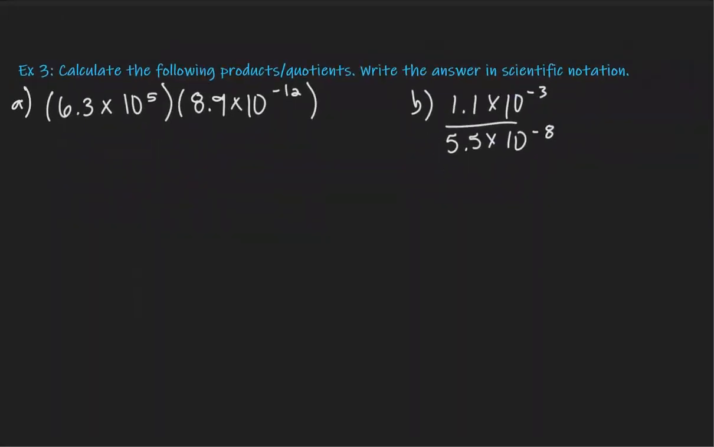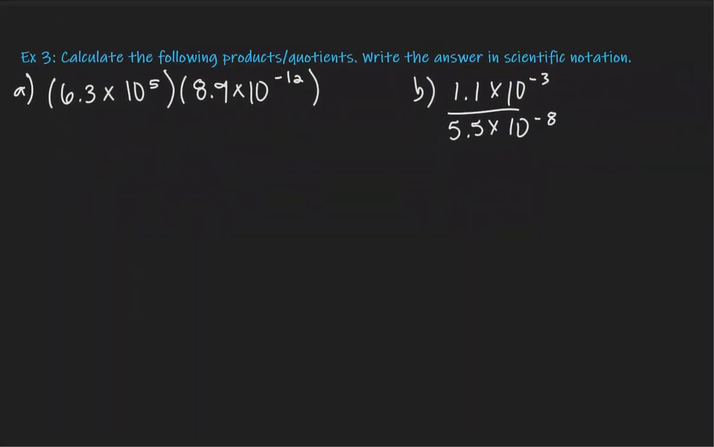Now let's just think about how we multiply and divide numbers that are in scientific notation. So this first one, it's kind of like using our exponent properties. We're going to go ahead and multiply the like terms. By like terms, I mean these numbers in front. Let's multiply those together: 6.3 times 8.9, and then times 10 to the 5th power times 10 to the negative 12, right? So multiply the numbers in front, and then multiply the powers of 10.